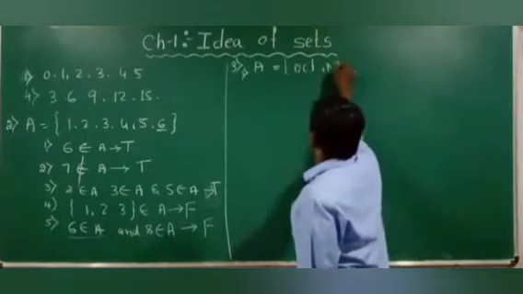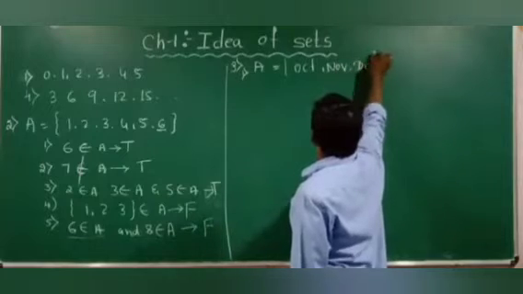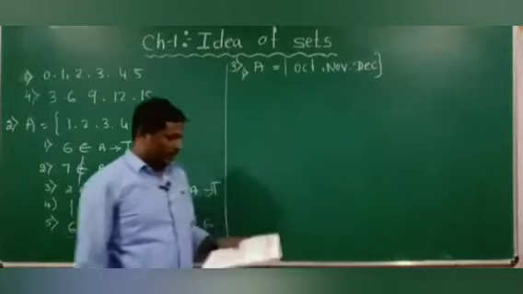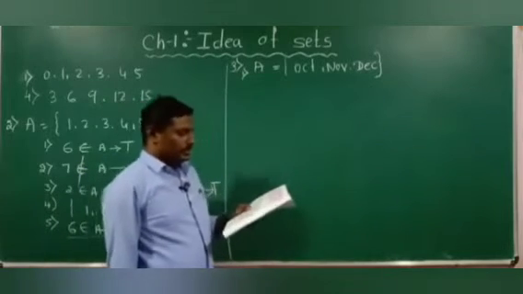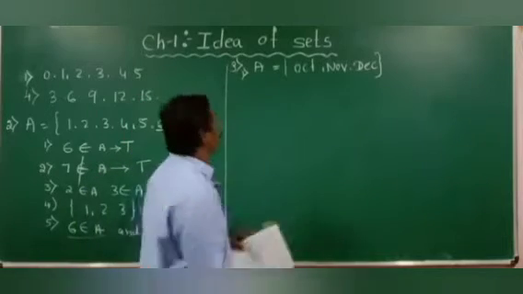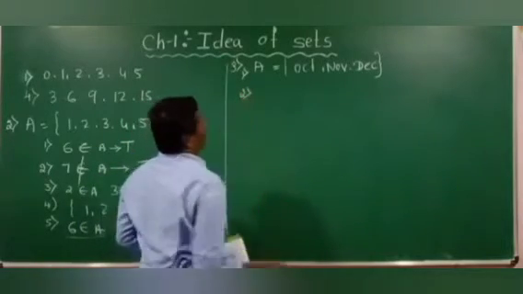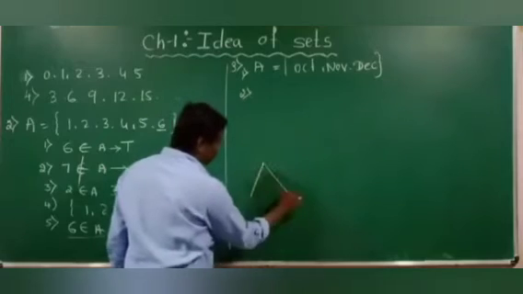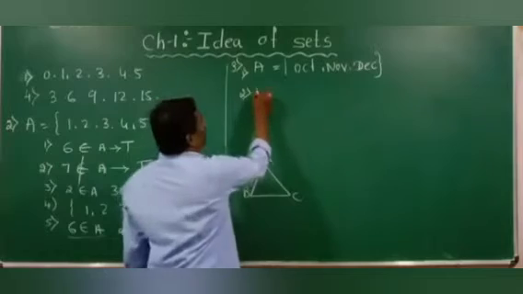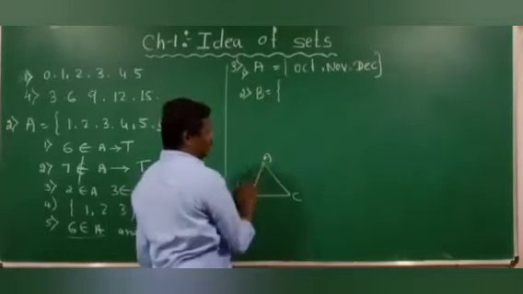October, November, December. So these are the last 3 months of a year. Next, the set of the angles of a triangle. The set of the angles of a triangle ABC. If I take the triangle ABC, write the angles of the triangle ABC.